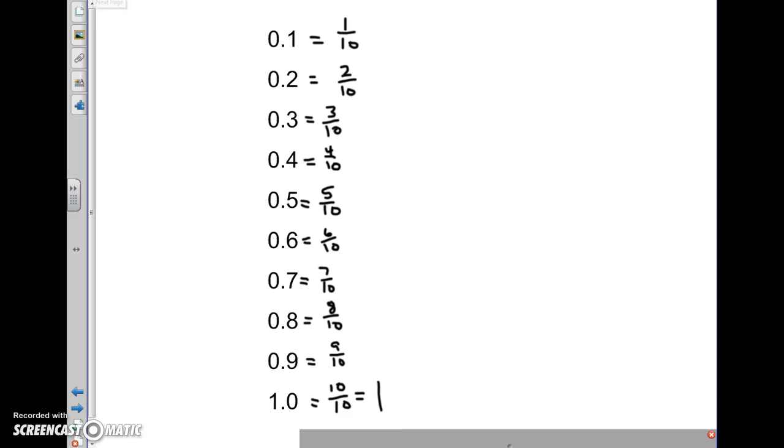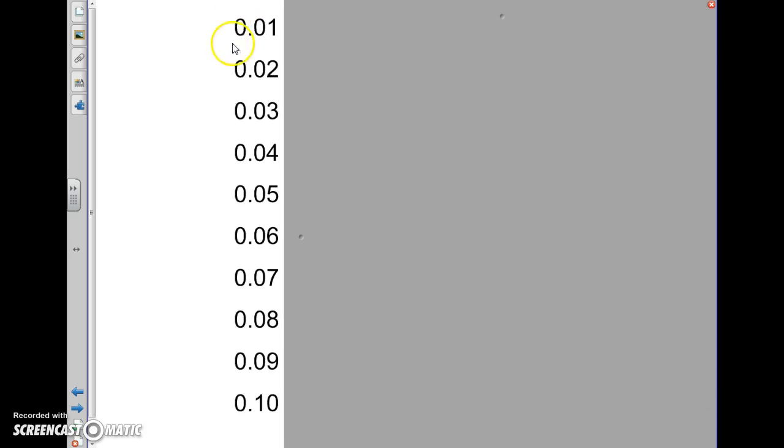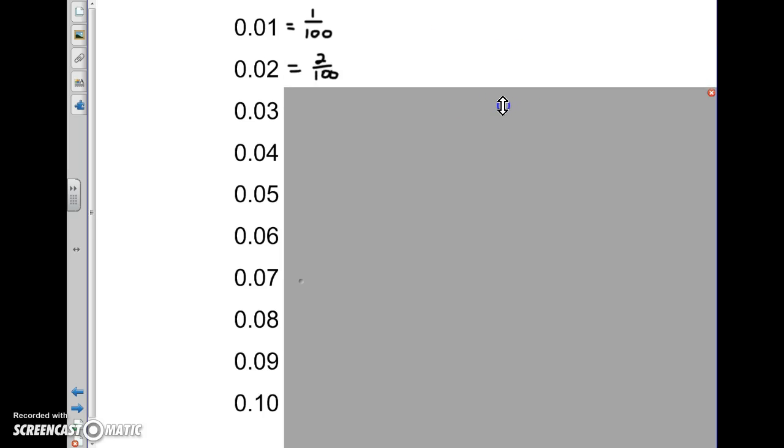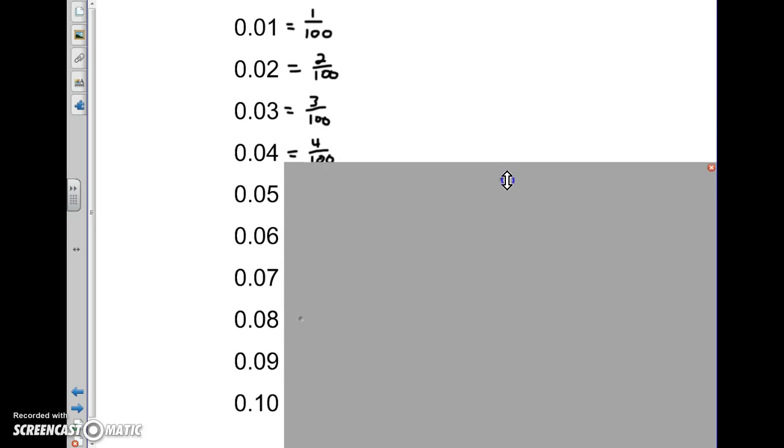Okay. And now we're going to talk about when you see 2 place values to the right of the decimal point, and that is when we are reading hundredths. Immediately to the right of the decimal point is the tenths, and to the right of that is the hundredths place. So if you have 0.01, that means we have 0 in the ones place, 0 in the tenths place, but 1 in the hundredths place, so it's 1/100. 0.02 would be 2/100, 0.03 3/100, and so forth.